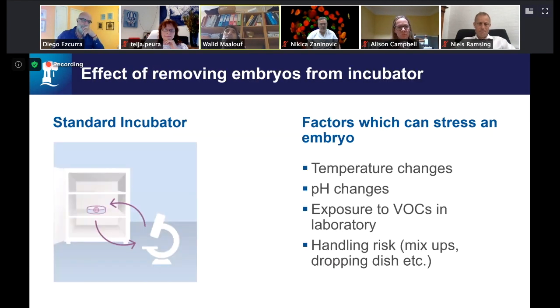There are different factors that stress the embryo with those motions and activities, including temperature shifts, changes from 37 to room temperature and back to 37 multiple times. You've got the change in the CO2 percentage causing pH changes. You've got exposure to volatile organic compounds, light, and then obviously you've got the handling risk that comes with potential drop mix-ups, dropping the dishes, and increased movements in the laboratory as well.